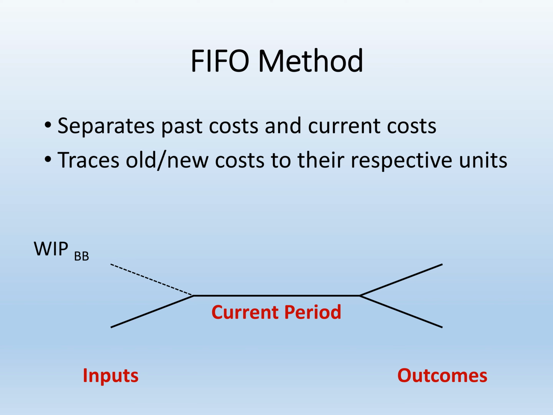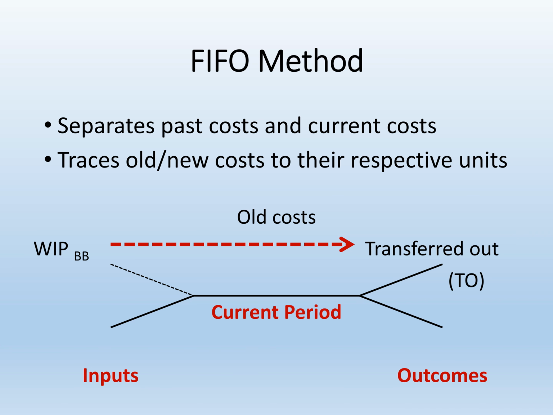So the work in process beginning balance isn't treated as a current period cost. Instead, these old costs are only assigned to units that are completed and transferred out.